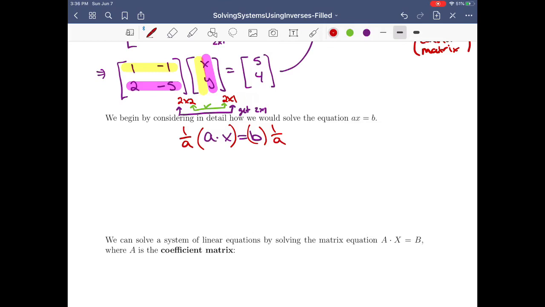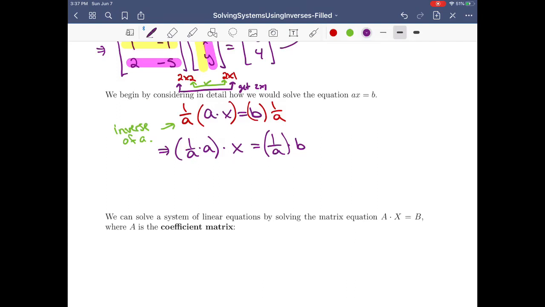Okay, this is the inverse of the number A. Now, why do I want to do that? Because our multiplication is what we call associative. So I can move the brackets around and I could do 1 over A times A and then times X. I'm going to put my 1 over A actually on this side.